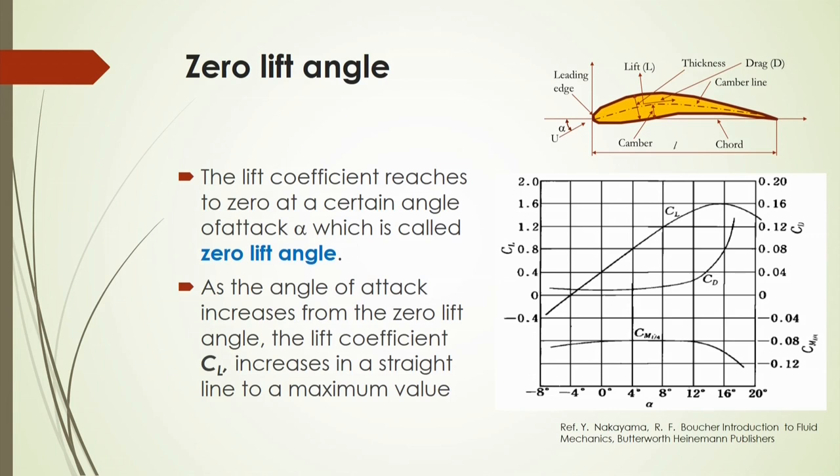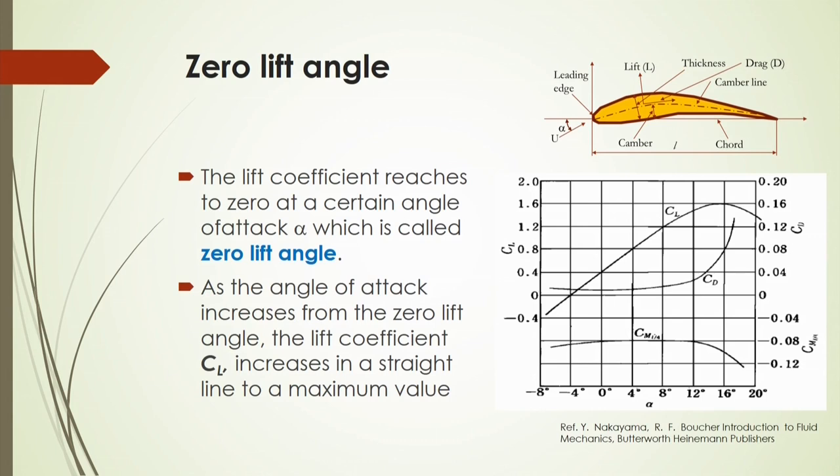Another important concept is the zero lift angle. The lift coefficient reaches zero at a certain angle of attack, if we consider it as alpha, and that is called the zero lift angle. As the angle of attack increases from the zero lift angle, the lift coefficient C L will increase in a straight line to a maximum value, as shown in the figure here. In this case you will see how C L, C D and C M, the moment coefficient, vary with respect to this angle. If we increase the angle, the lift coefficient increases, and at around 16 degrees you will see a maximum lift, whereas beyond that the lift coefficient changes.